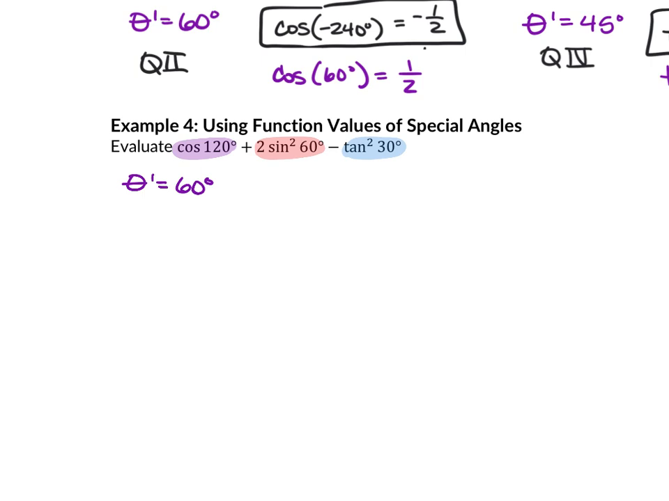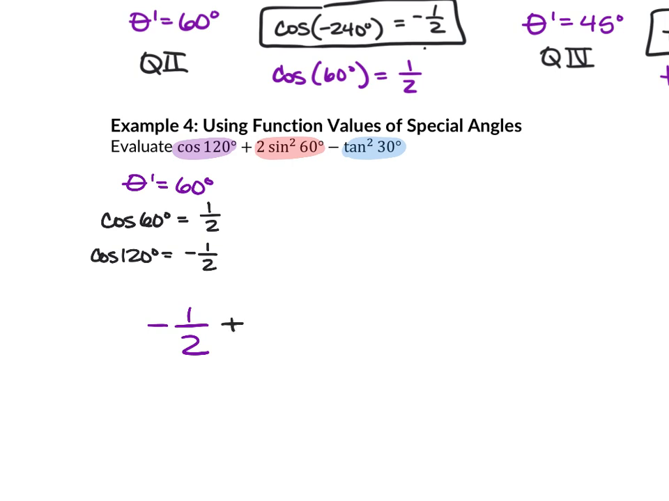So I can really just do the cosine of 60 degrees. What is the cosine of 60 degrees? 1/2. Okay, but I'm in quadrant 2. So what is the cosine of 120 degrees? Negative 1/2, because of All Students Take Calculus, the all-star trig class. Okay, so we know that cosine of 120 is negative 1 over 2.